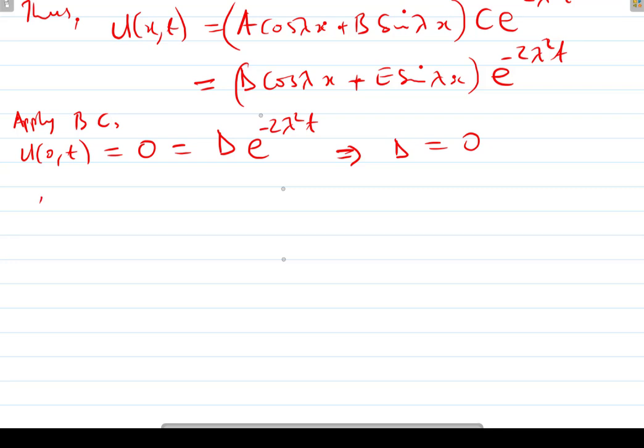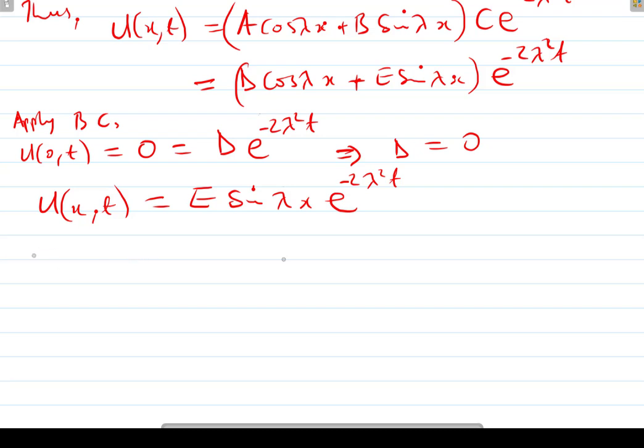So in that case, our u(x,t) now becomes, because d is 0, just that one, e sine lambda x times e to the negative 2 lambda squared t. The writing here is not good. This was supposed to be the other way around, but it's fine.